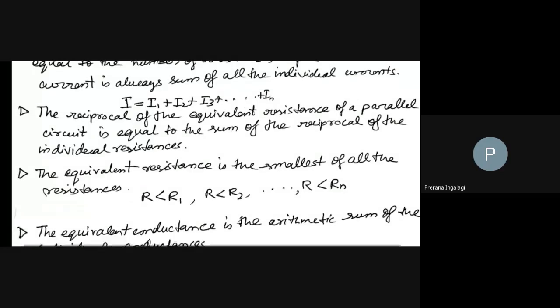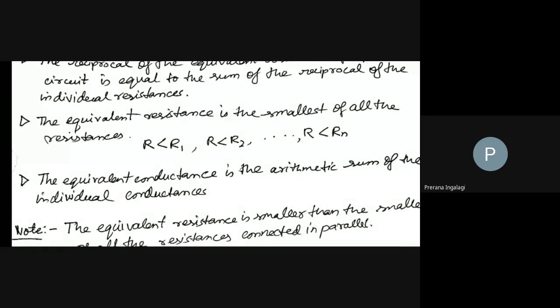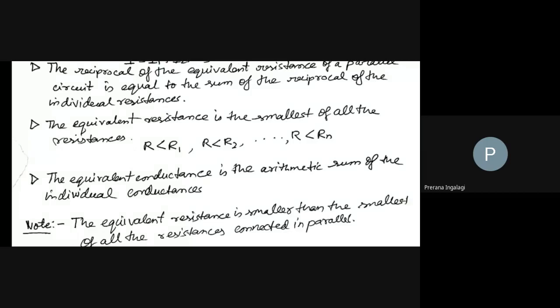The equivalent conductance is the arithmetic sum of the individual conductances. Obviously, conductance is the reverse of resistance. So here, conductance is the arithmetic sum, and equivalent resistance is the inverse sum.